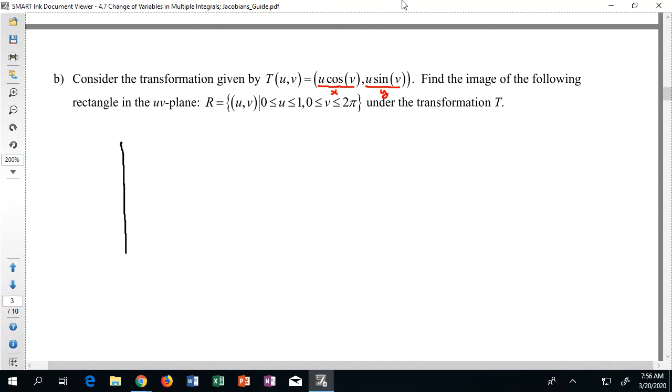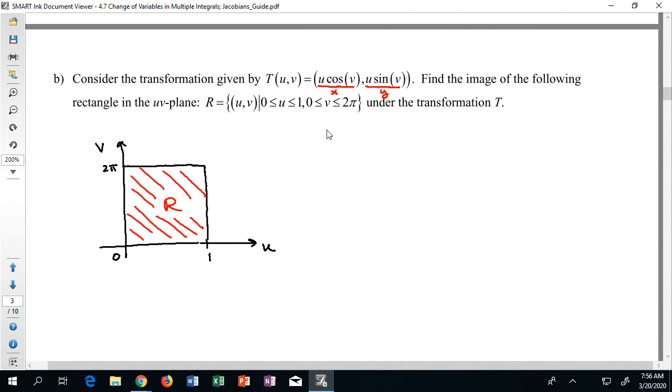Let's see. I'm going to go ahead and start by drawing out my region of R here. This is again in the UV plane. So it says here that R is a rectangle, and it has all points UV such that U goes from 0 to 1, and V goes from 0 to 2 pi. Picture not drawn to scale. All right, so if I was to go like this, this is my rectangle, this is my region of R. It's in the UV plane. Okay, and I want to go ahead and take that region and transform it with T into some region that exists out in the XY plane.